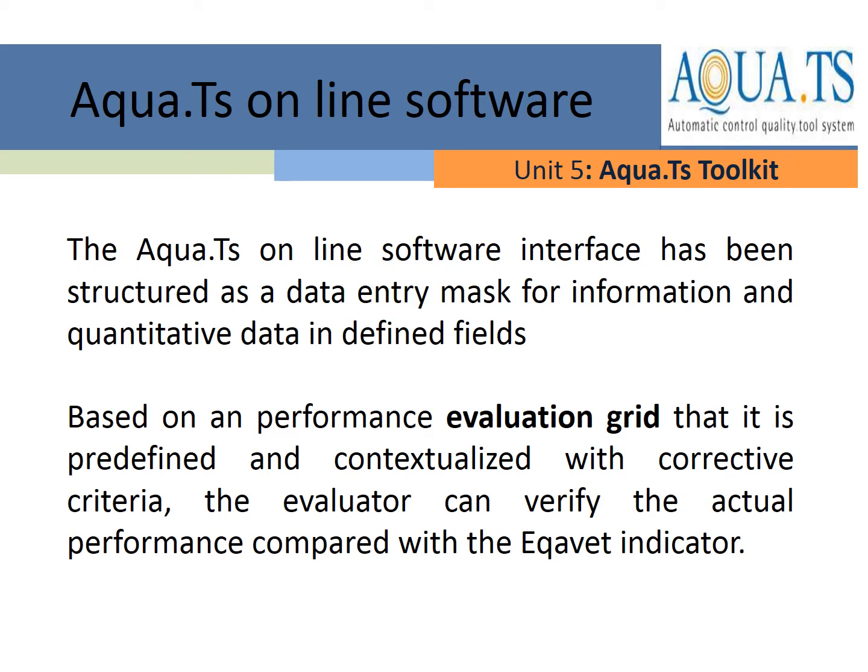The Aqua Online software interface has been structured as a data entry mask for information and quantitative data in defined fields. The input fields are conceived as requests for data and information relating to the subject of operational criteria. The operational criteria are measurable specifications useful to interpret, refine and contextualize the quantitative context of the operational definition or to give refined quantitative criteria to operational definitions. The operational criteria are also possible operational answers to the guiding questions of Aquats area. The design of the operational criteria is the main scientific task in the development of the Aqua Toolkit system.